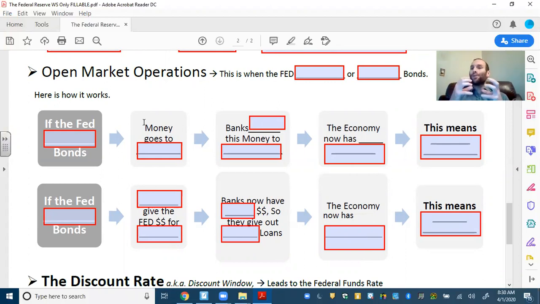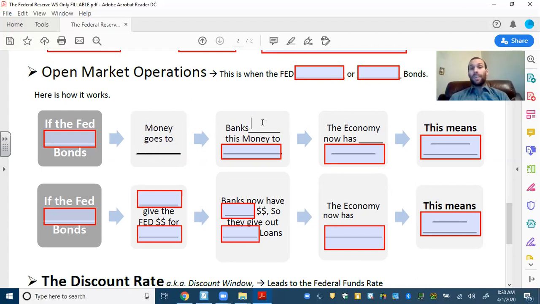And if the bonds are going to the Fed, where does the money go? That's right, the money goes to the banks. So if the Fed buys bonds, the money goes to banks. Okay, now banks have a lot of money. And what do banks do with it? Don't you dare say spend it. Banks always loan money out. That's what they do. They take in money and make money off of it. So the money goes to banks.